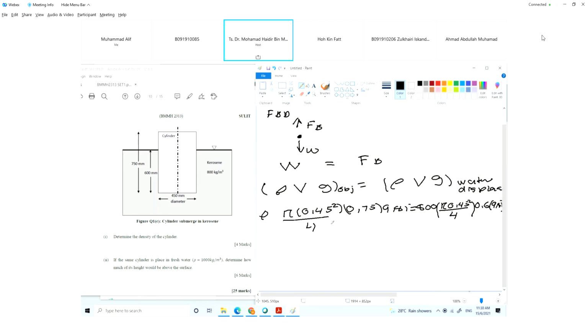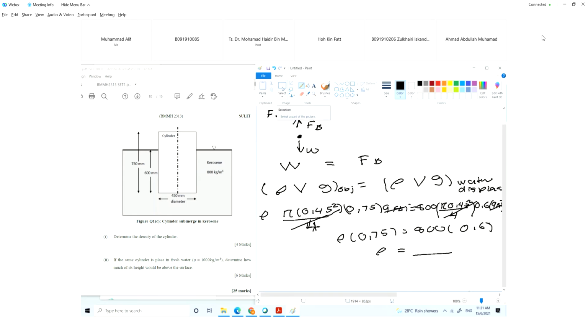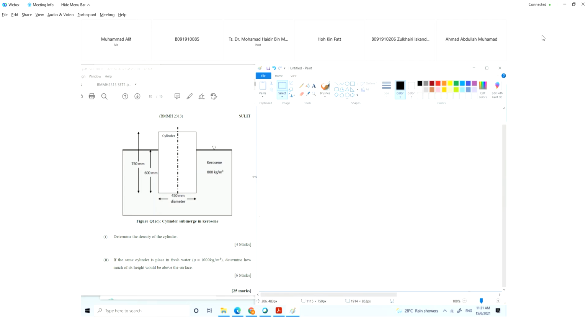Sorry, my handwriting. So you can eliminate the values that are the same at the left and the right of the equation. g is the same, and the area is also the same. So what is left is 4 times 0.75 equals 800 times 0.6. From this equation, you can determine the density of the object. Okay, that settles the first part of the third question. I will erase the first part and we'll go to the second part.